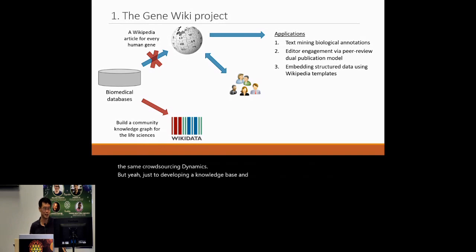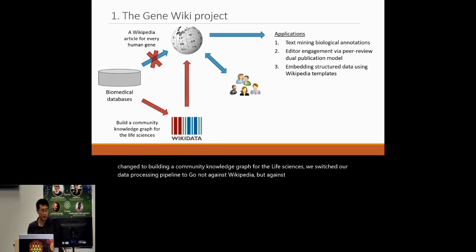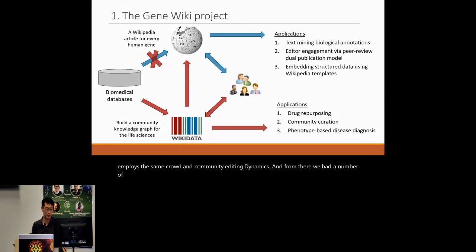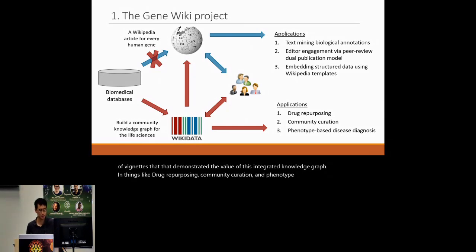And so the mission statement there changed to building a community knowledge graph for the life sciences. We switched our data processing pipeline to go not against Wikipedia, but against Wikidata. Wikipedia then, of course, could draw from Wikidata, which was nice. And then again, Wikidata employs the same crowd and community editing dynamics. And from there, we had a number of vignettes that demonstrated the value of this integrated knowledge graph in things like drug repurposing, community curation, and phenotype-based disease diagnosis.